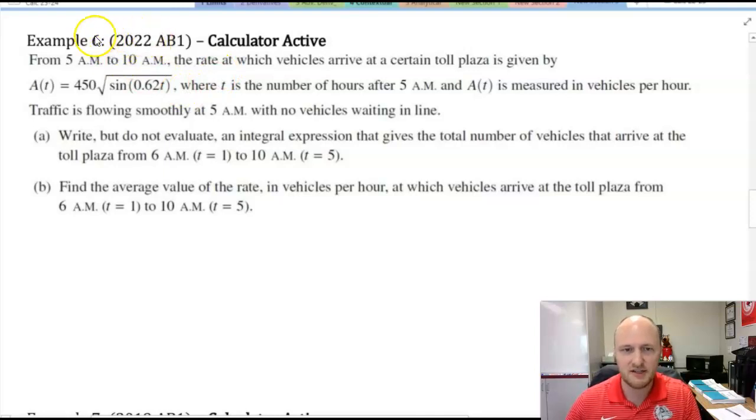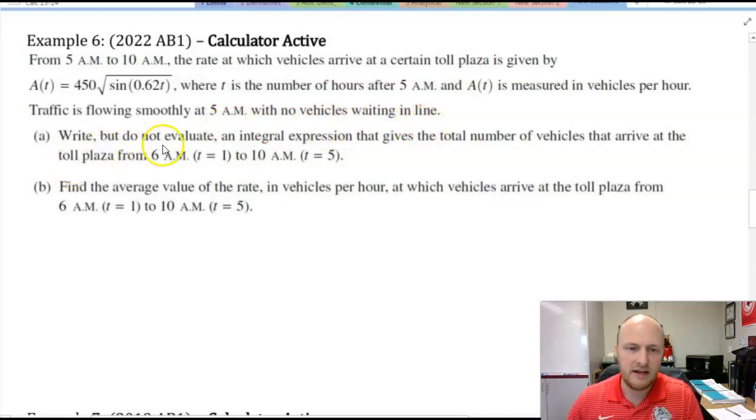Here, example 6. This is the first question on the 2022 exam. They say from 5 a.m. to 10 a.m. the rate at which vehicles arrive at a certain toll plaza is given by A of t, where t is the number of hours after 5 a.m. and A of t is measured in vehicles per hour. They say traffic is flowing smoothly at 5 a.m. with no vehicles waiting in line.